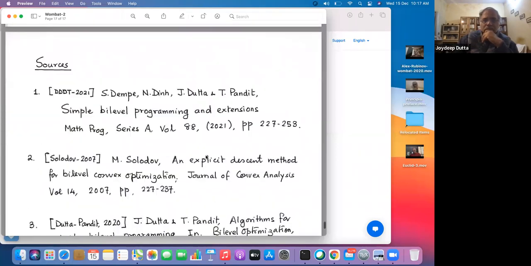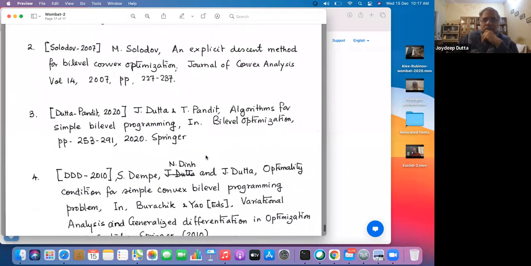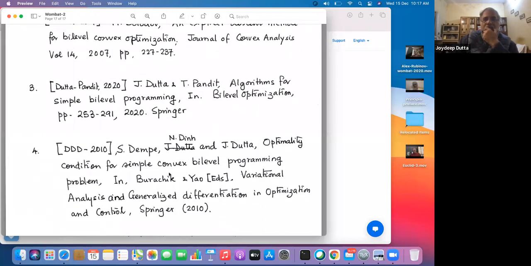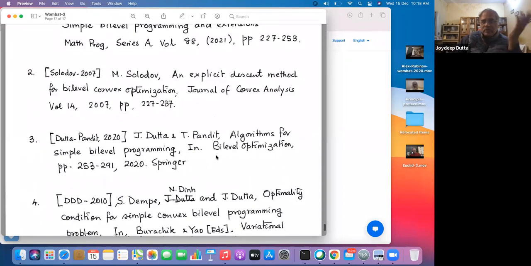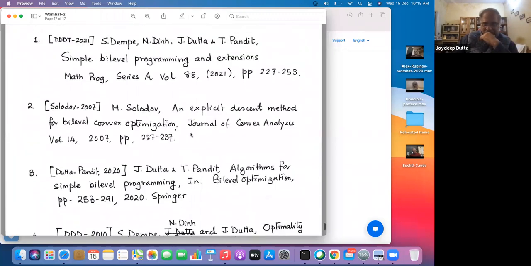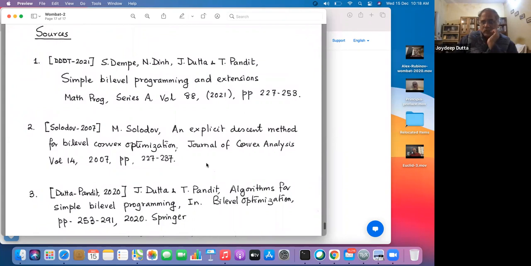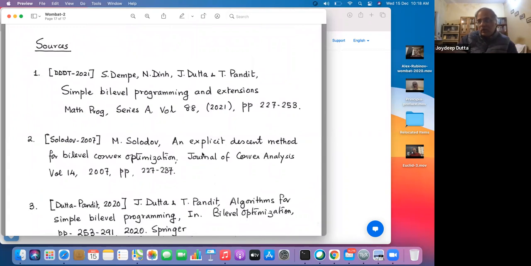So there are some references. This was a paper where the term simple bilevel programming was coined. And this is a recent book which celebrates some 80 years of bilevel programming and Stackelberg games, in which I have a paper with my former PhD student. There's a detailed survey on algorithms for simple bilevel. I think this paper should be much better known. Solodov, very beautiful paper. I was lucky. I would never have known it if I had not got it from Math Reviews. And this is my last paper on this topic.